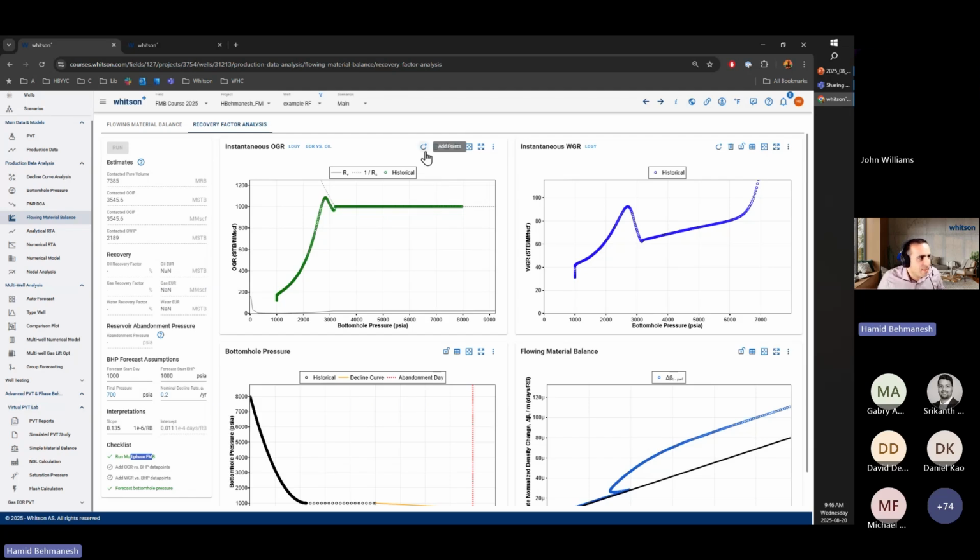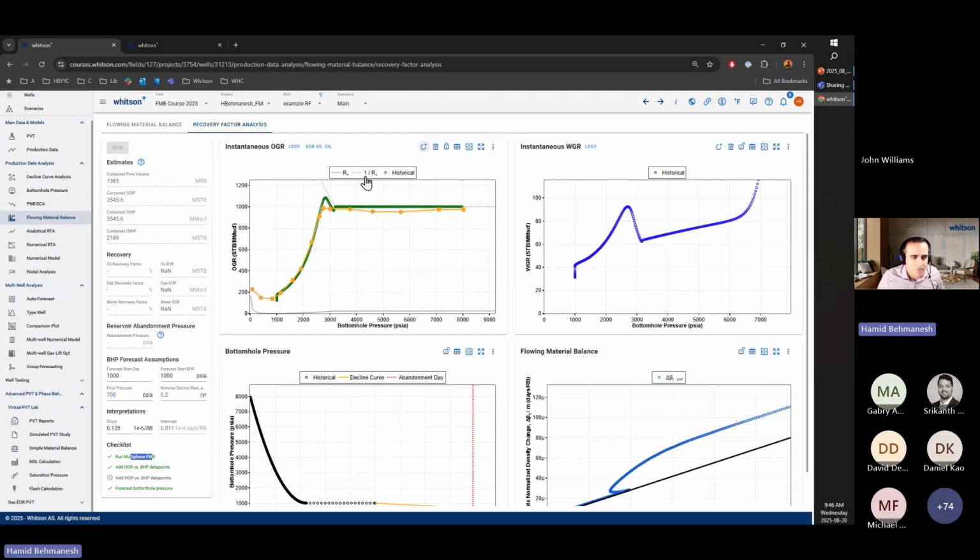Then there is a button on the top. It says add points, right? If you click on add points, say during the history, I can see how my OGR is changing. This is the profile of the OGR. In the future, I'm going to see, okay, this is going to be my trajectory. Why is this going to be my trajectory?